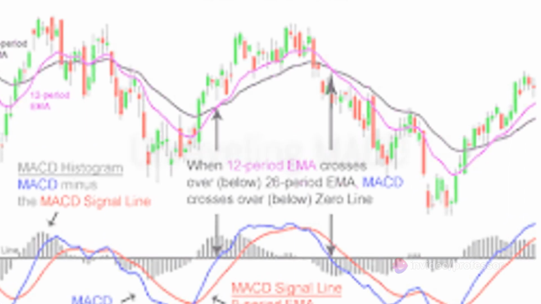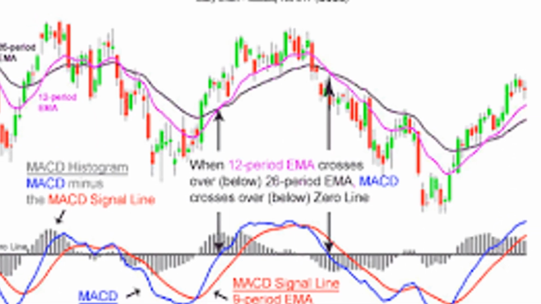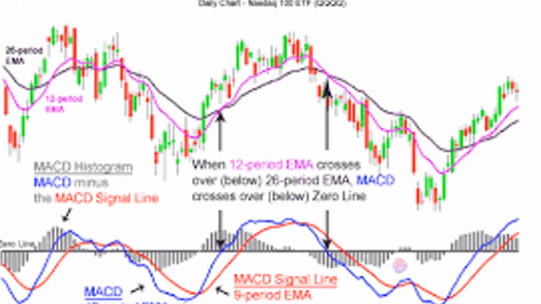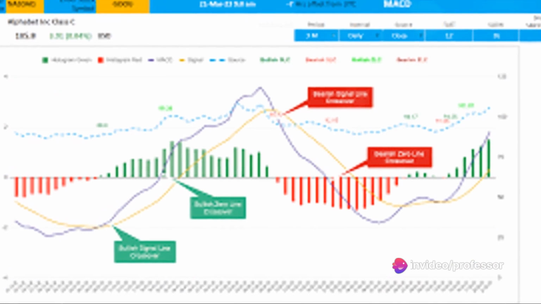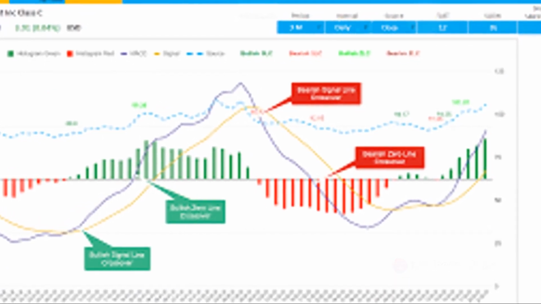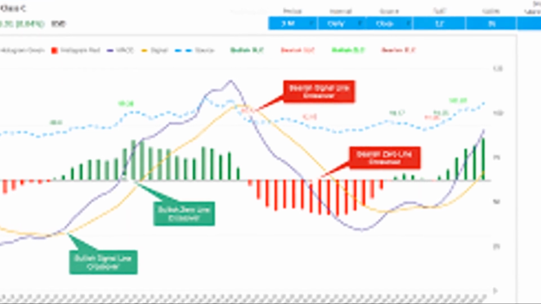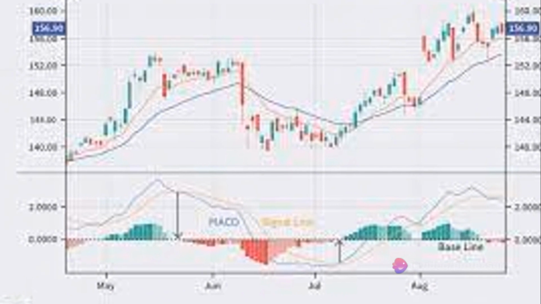Last but not least, we have MACD, or Moving Average Convergence Divergence. In the world of stock trading, the MACD is like a compass, guiding traders through the volatile seas of the market. To put it simply, MACD is a trend-following momentum indicator. It's a tool that helps traders understand the momentum behind a security's price movement, whether it's gaining steam or losing pace. Now, you might be wondering, how does it do that?